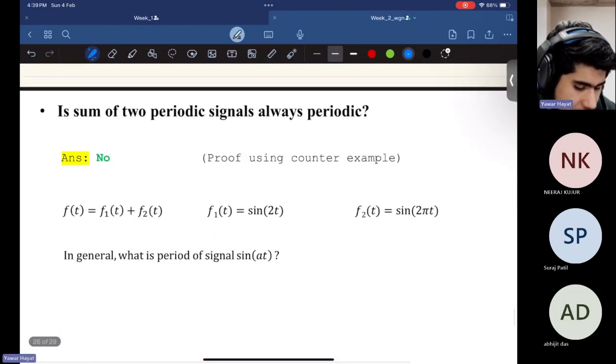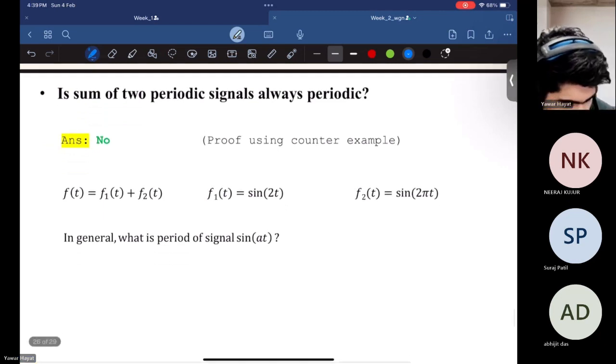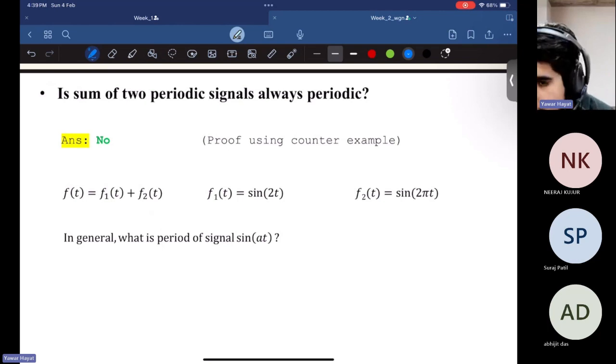So let's move on to our last question. Before the last question, let's try to understand this. What can you comment upon this sum of two periodic signals? Why is it not periodic always? See, we can either give a proof to a statement or give a counter example to disprove that. And I'm saying that I'll provide a counter example to disprove that.